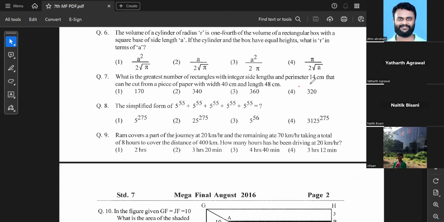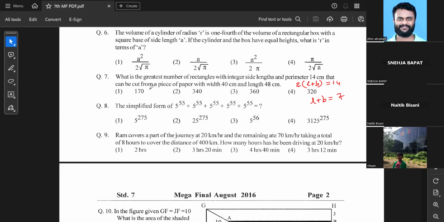So what is the perimeter's formula? Sides cannot be negative. So the perimeter's formula is basically 2 times length plus breadth, which is nothing but 14. In this case, it means length plus breadth should be equal to 7.